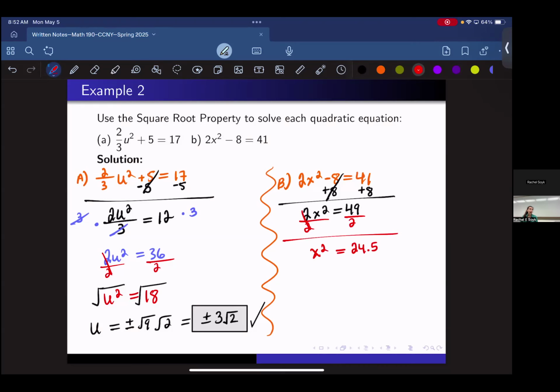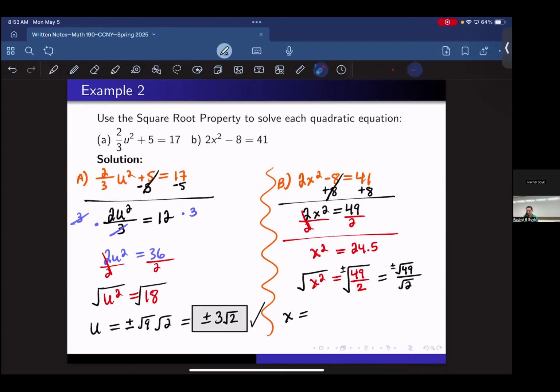Let's put that into a fraction. So 24.5 is the same as, we'll just keep it at 49 over 2. The reason why is when we take the square root of both sides, we can take the square root of the numerator and the denominator separately. And the square root of 49 happens to be a perfect square. So we get x is equal to, again, don't forget the plus or minus.